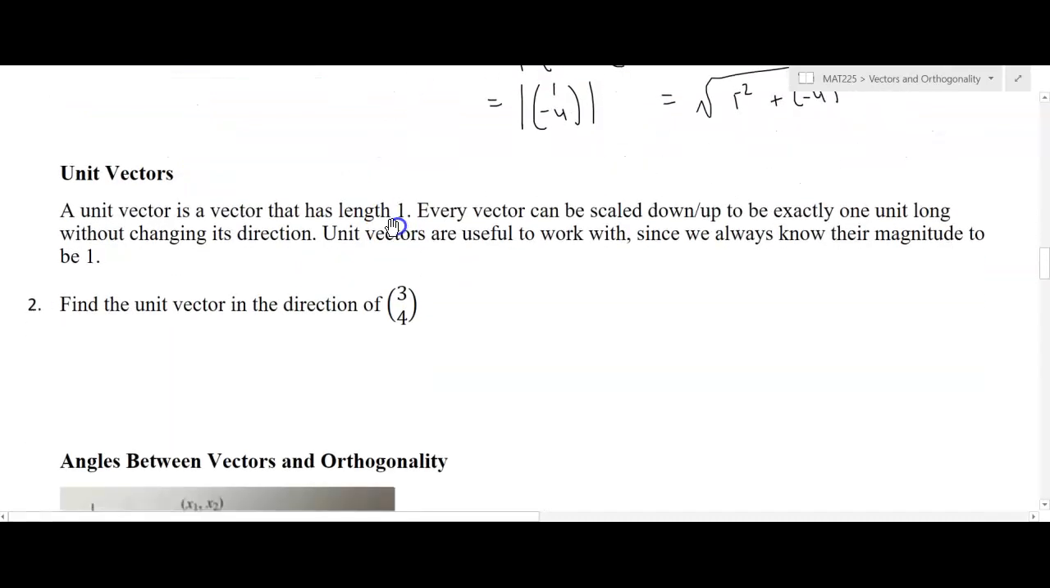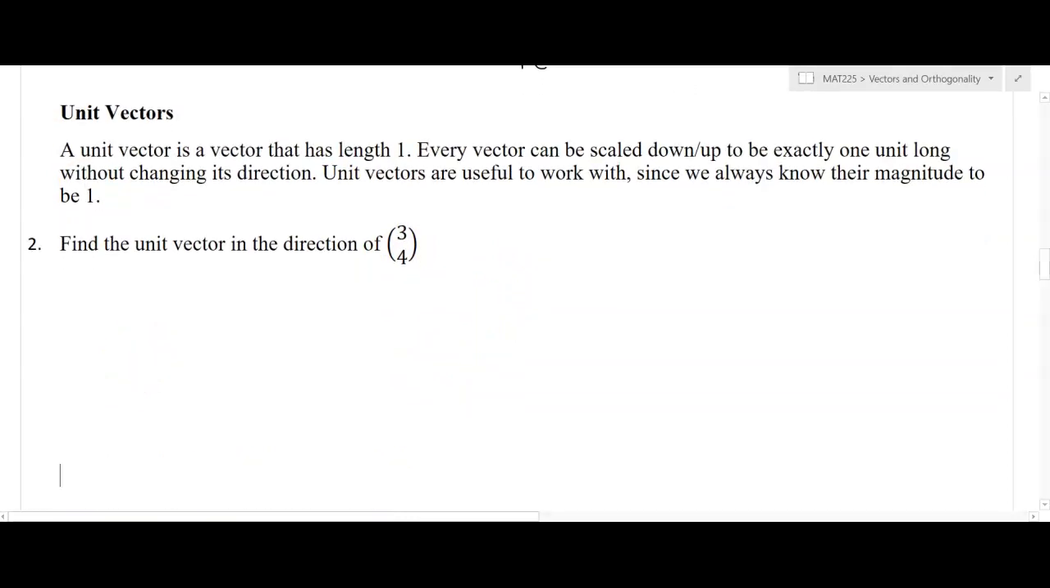Now, another useful thing that we're going to need in our bits and pieces analysis is the idea of a unit vector. A unit vector is a vector that has length 1. Every vector can be scaled down or up to be exactly 1 unit long without changing its direction. So unit vectors are useful to work with since we will always know their magnitude to be 1. So let's think about how we would take the (3, 4) vector, which is not a unit vector. In fact, its length is the square root of 3 squared plus 4 squared, which is the square root of 25. So this vector actually has length 5.